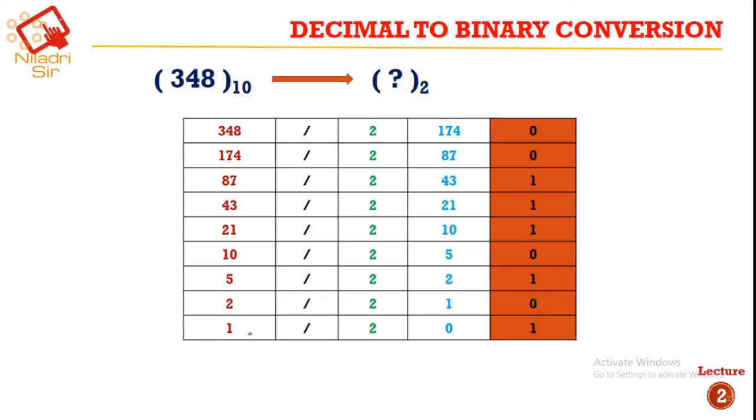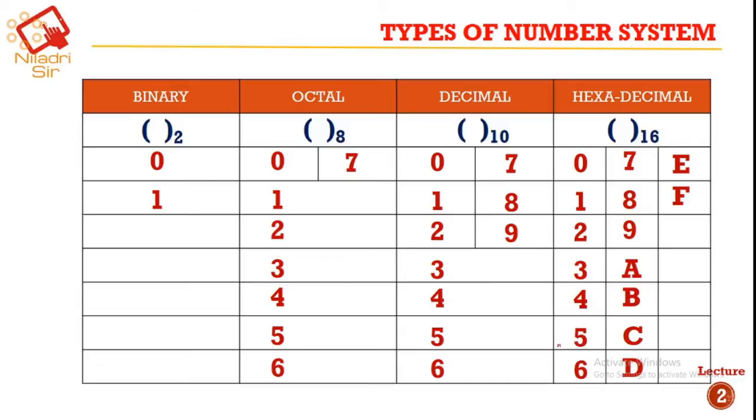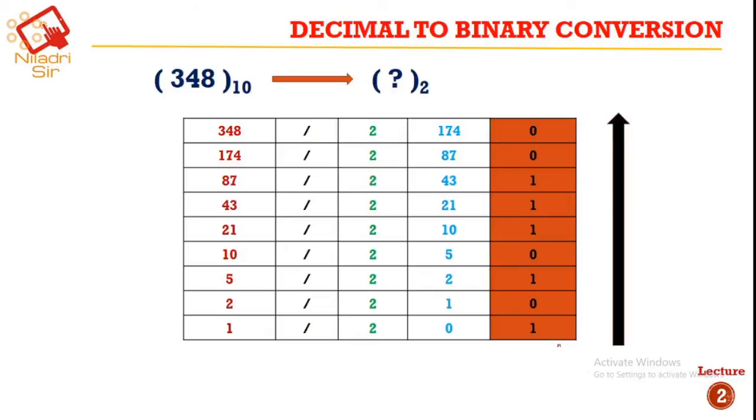The 1 came here, and if we divide 1 by 2, then it will be 0 and the remainder 1. And what is the next step? Next we will read these remainders in the opposite direction, that is in this direction. That is at first 1, then 0, then 1, then 0, then 1, 1, 1, 0, 0.